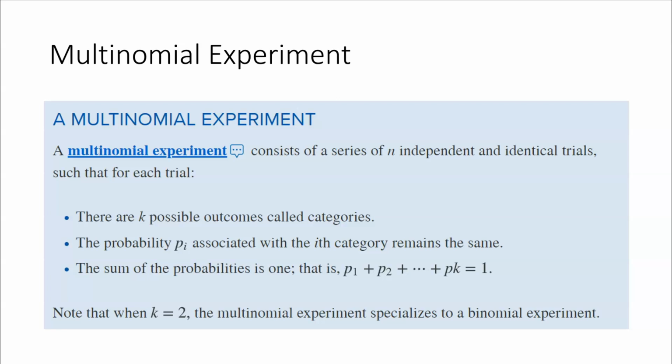So we'll have n independent trials and k possible outcomes, sometimes called categories. Just to remind yourself, when k is 2, that's a binomial experiment. So we're talking about things with more than 2 outcomes, and we're going to be dealing with probabilities, and the sum of those probabilities does need to equal 1.